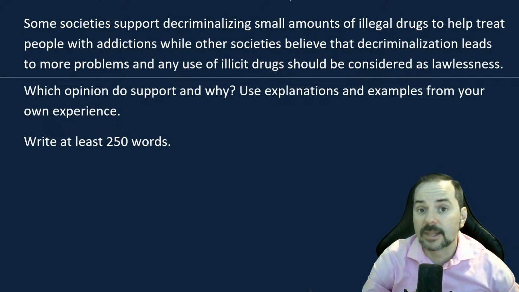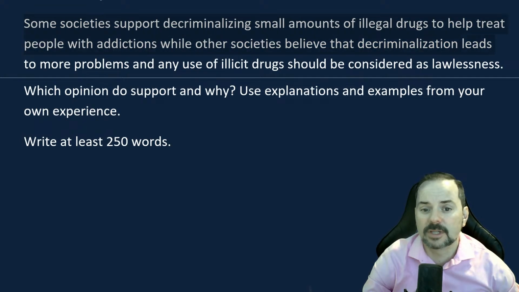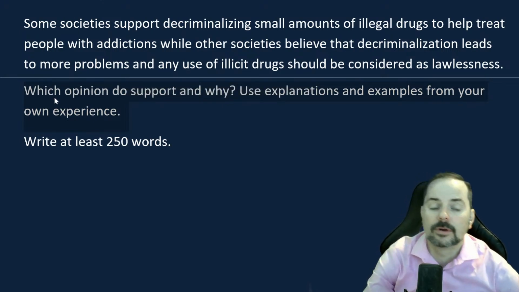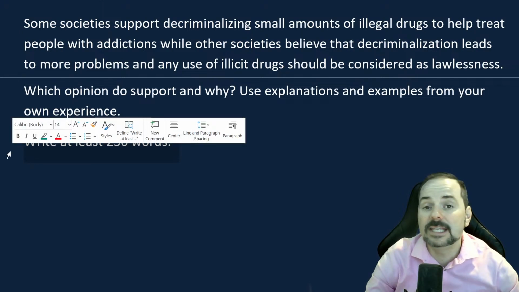Okay, so let's do that. Let's read it together. Some societies support decriminalizing small amounts of illegal drugs to help treat people with addictions, while other societies believe that decriminalization leads to more problems and any use of illicit drugs should be considered as lawlessness. Which opinion do you support and why? Use explanations and examples from your own experience. Write at least 250 words.